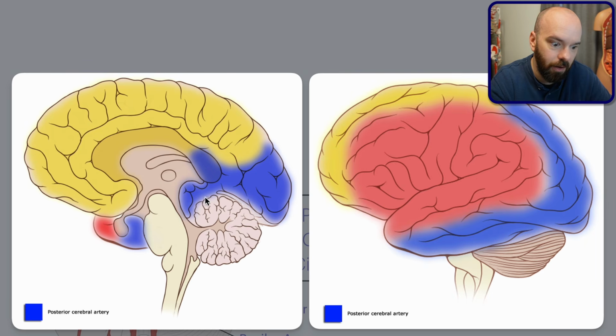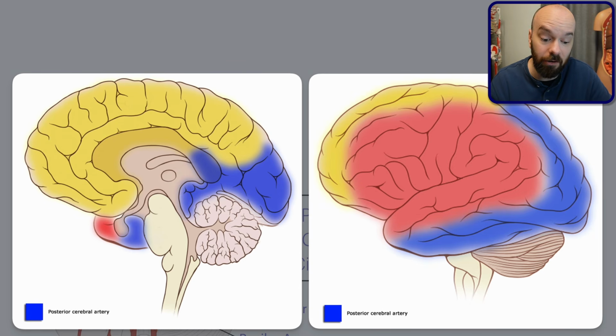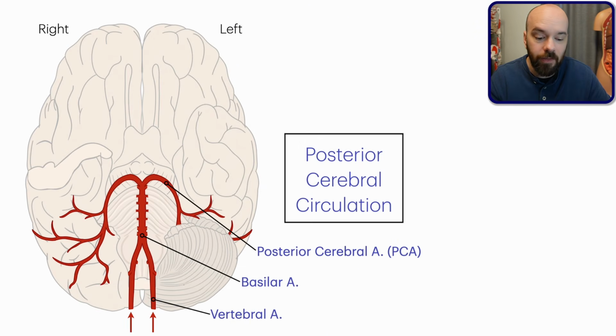And we can see from our mid-sagittal view right here, there's that occipital lobe, and then some of the inner parts of the brain right here as well, the corpus callosum, for example. But again, these are general areas. If you're a neurosurgeon, you might not want to watch this particular video. You might need something a little bit more specific and in depth. But that's the general area supplied by the posterior cerebral artery. So that's our posterior cerebral circulation.